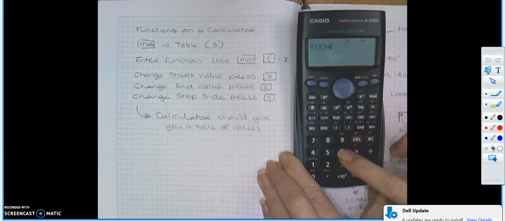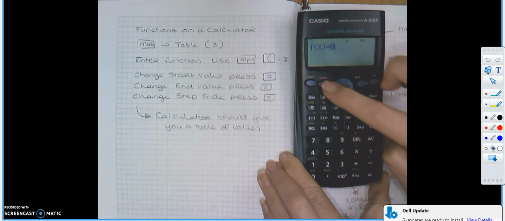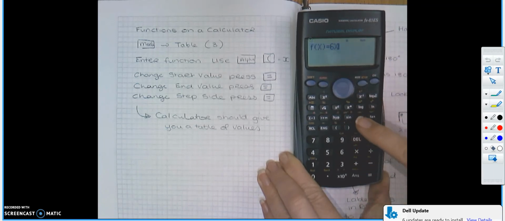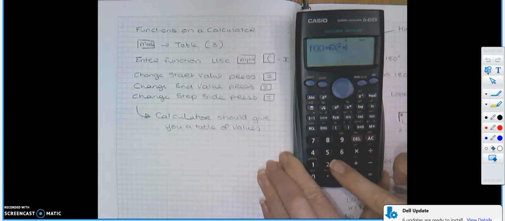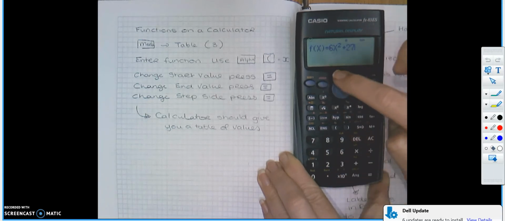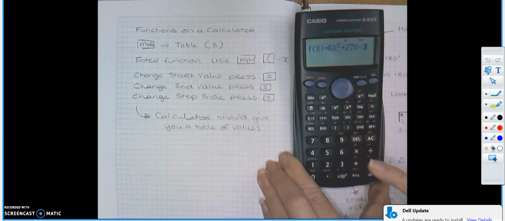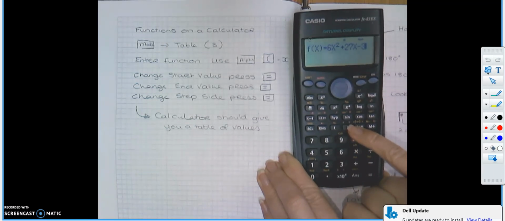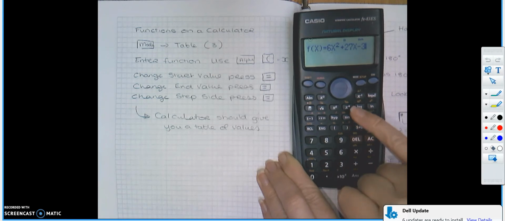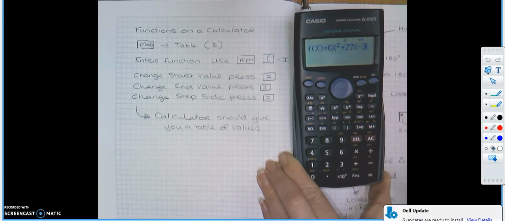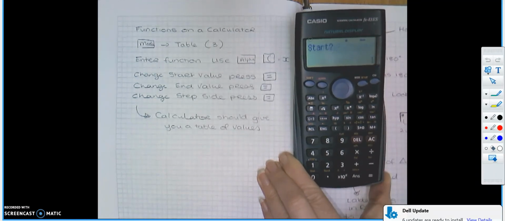So for example, if we want 6x squared plus 27x minus 3, you would type it in. How you get the x's is you press the alpha button and you press your bracket button. And above it, you can see a little teeny tiny red x. If you want to make that x squared, you just press your normal math symbol so you can square it or cube it or whatever else. So you type that in and you will press equals.